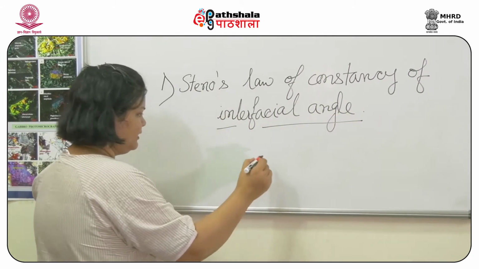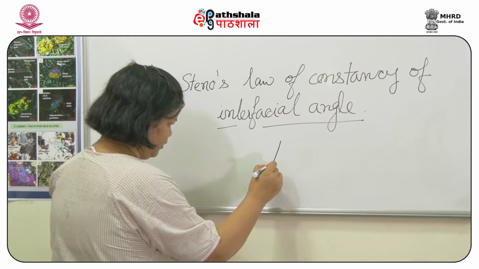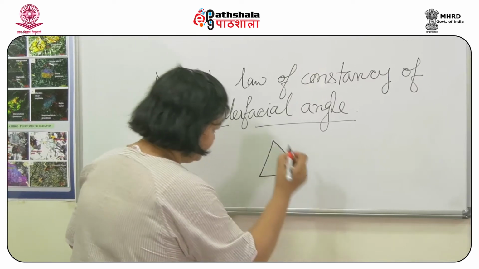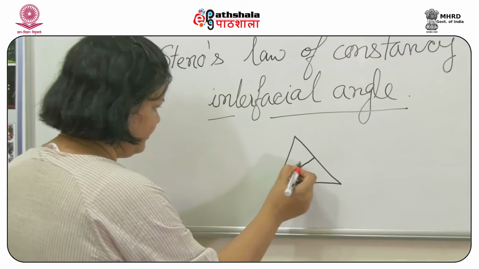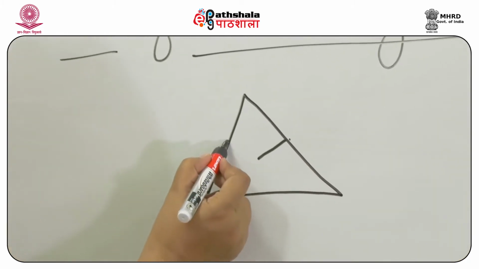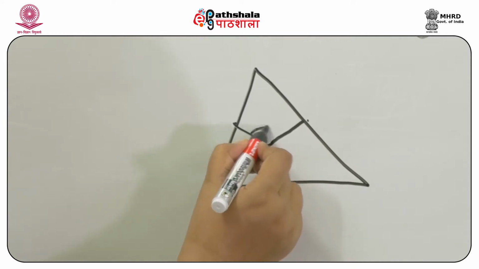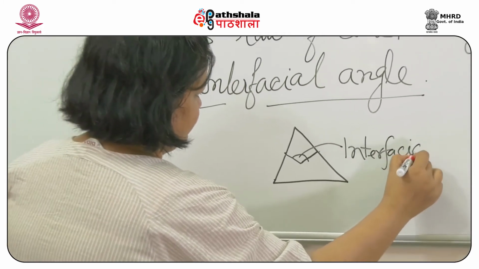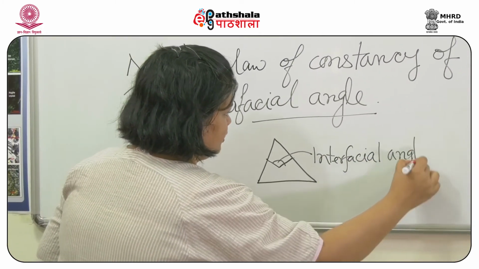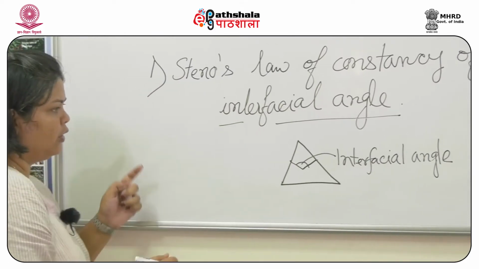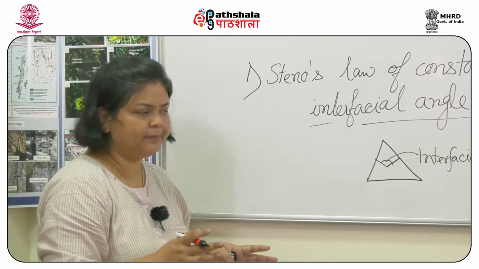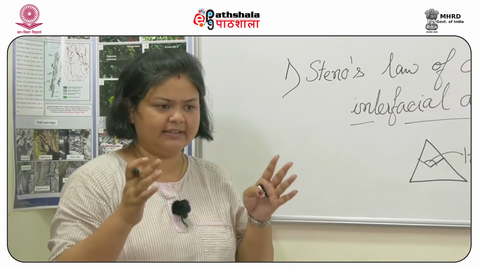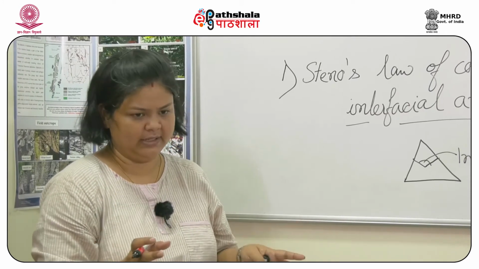Interfacial angle is nothing but, say for instance, we have a crystal form where we have a crystal face which is triangular in shape, and normals are drawn on this face and also on this face, and the angle which is subtended by them is the interfacial angle. So, this law states that for all the equivalent faces of a crystal, if the interfacial angles are measured at the same temperature, they will always be equal.